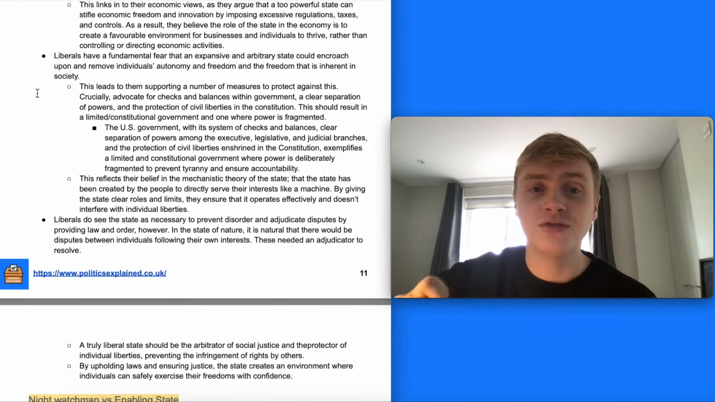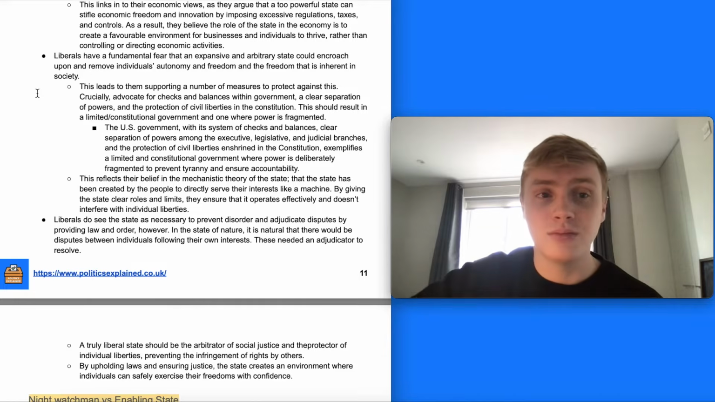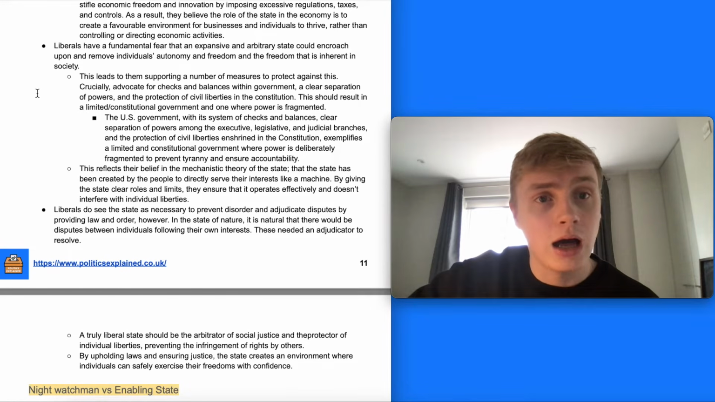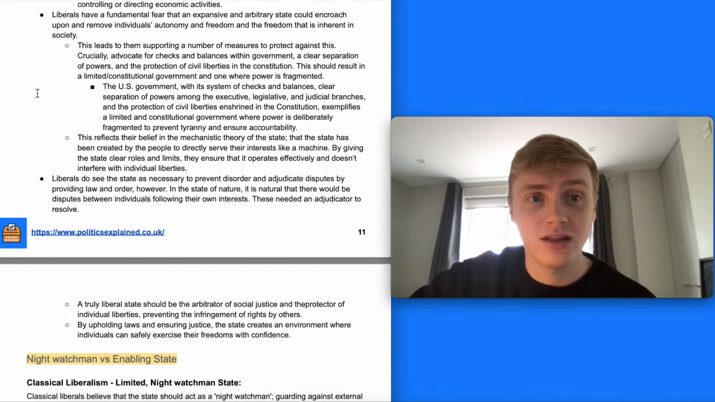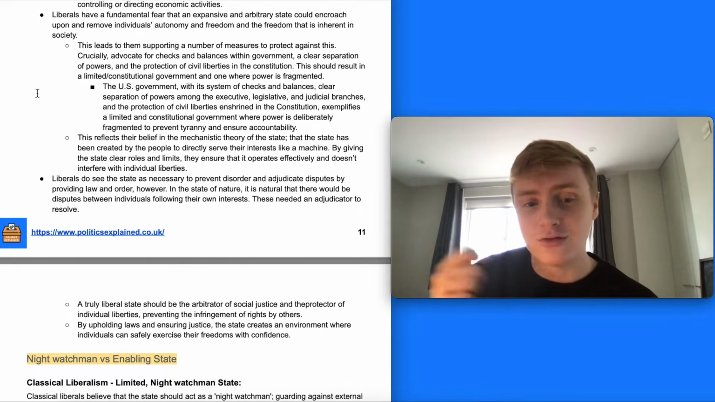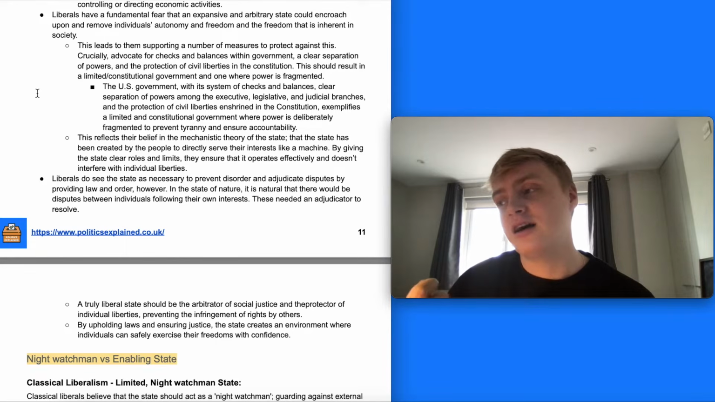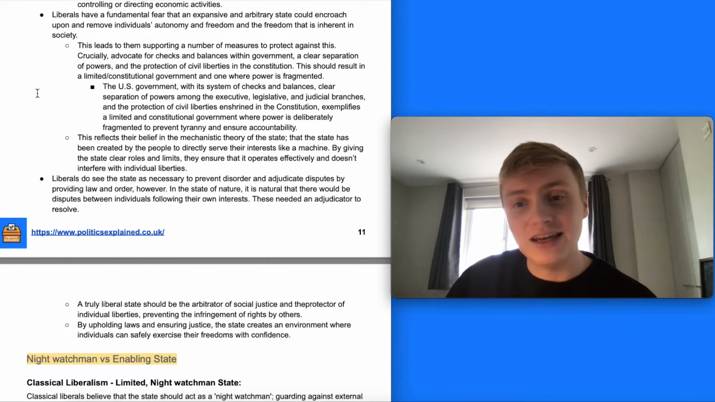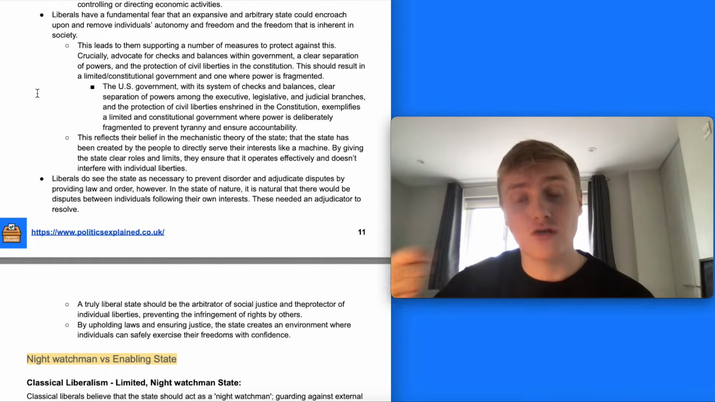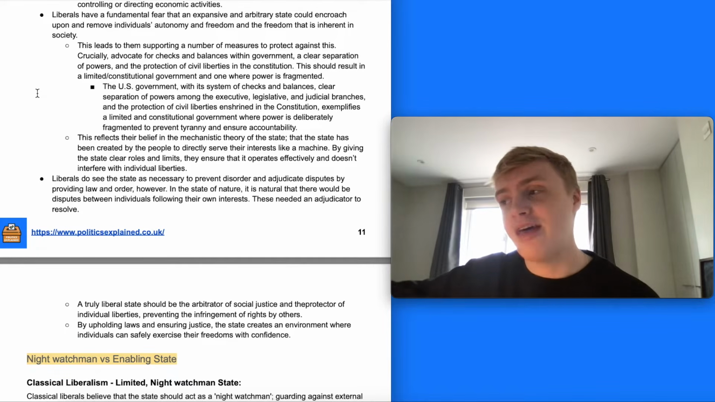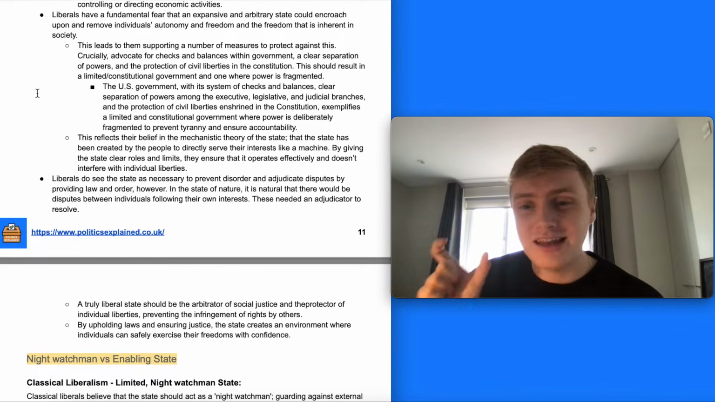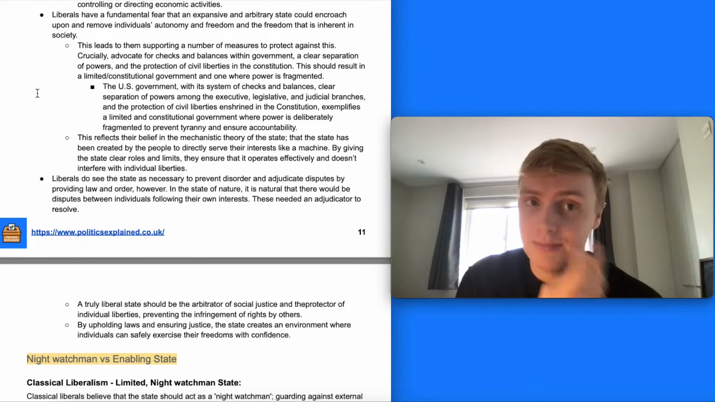So they have a fundamental fear that this expansive, arbitrary state can encroach upon individual freedom, and they believe that freedom is inherent to society. This links into their view of natural rights and natural society, which we'll look at in a bit. It's the idea that in a natural society, individuals have these rights and freedoms, and a state is effectively artificially created, including by government consent. So, in relation to this natural society, the state is a threat. The state is a threat to individual liberty.